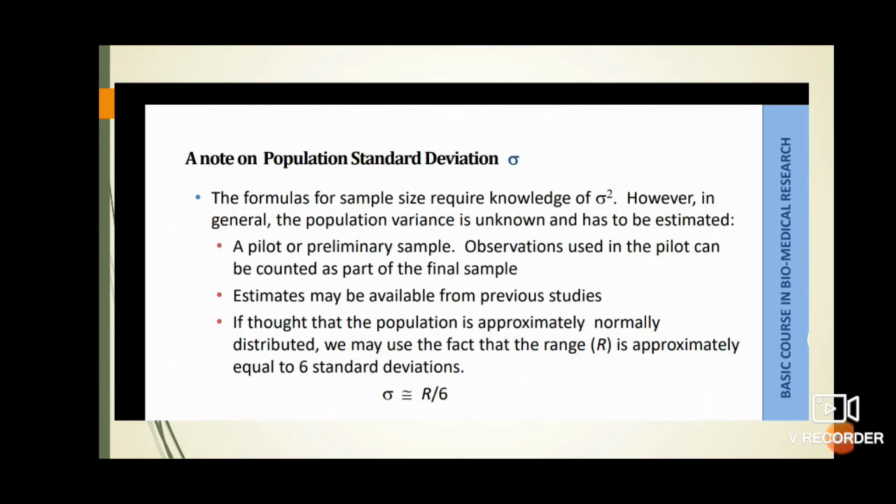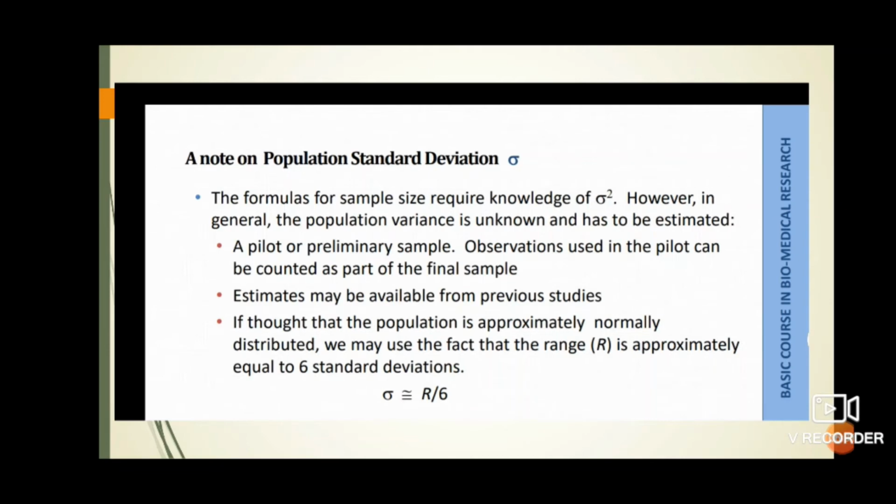Now for the population standard deviation, that is sigma. How will we get this sigma? Either there will be a pilot study or a preliminary sample done for our own study, or we will get it from previous studies, or otherwise we can calculate it by a formula. Sigma is approximately equal to range divided by 6 standard deviations.